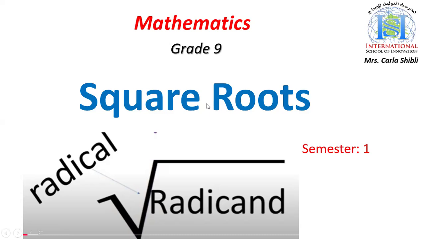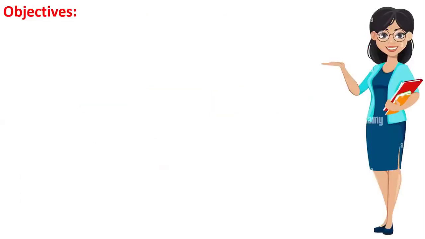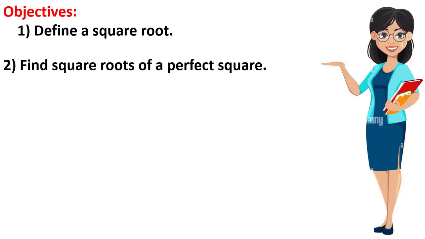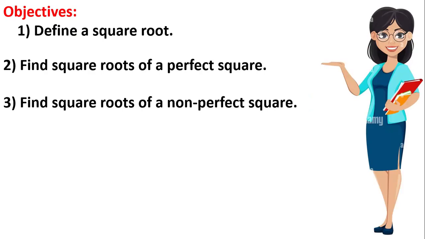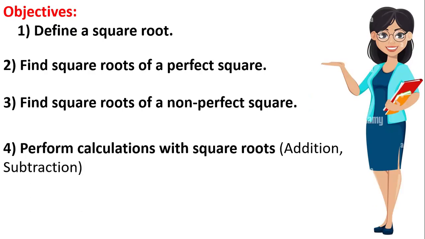Whenever we talk about square roots, we directly remember this symbol. This symbol is called the radical symbol, and the number inside it is called the radicand number. What are the objectives of our lesson? Number one, again, we will define a square root. Number two, find the square roots of a perfect square. Then number three, find the square roots of a non-perfect square. Number four, perform calculations with the square roots. The two calculations this week will be addition and subtraction of square roots.